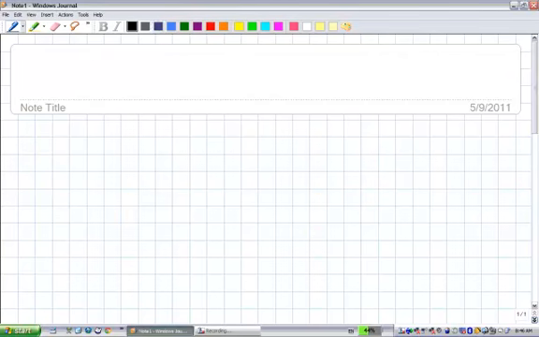Welcome to Combinatorics Notes 3 on permutations involving identical objects.